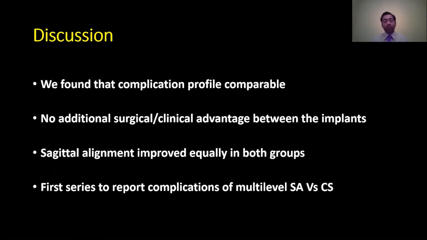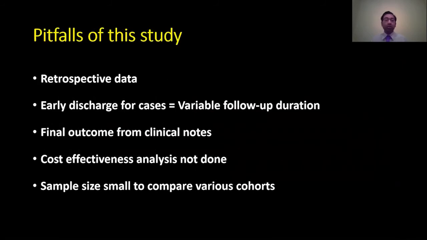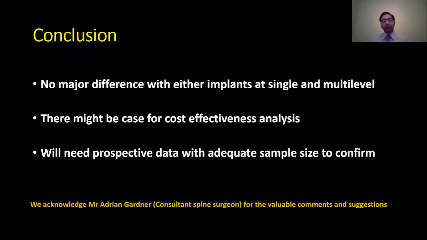And to the best of our knowledge, this is the first series to report complications at a multi-level for these two implants. Zero-profile has been found to be a bit more expensive than the standalone cage, and we could see a potential saving of at least 100,000 pounds for the NHS on an annual basis. However, given the retrospective nature of the study, there are limitations, including variable follow-up duration and a smaller sample size. We think within the limitations, we didn't find any difference between the two groups, and we propose to do a prospective assessment of the same two implants with an adequately powered study to confirm our results.